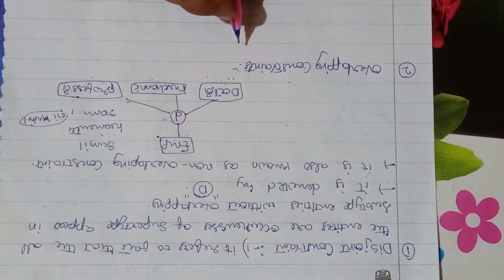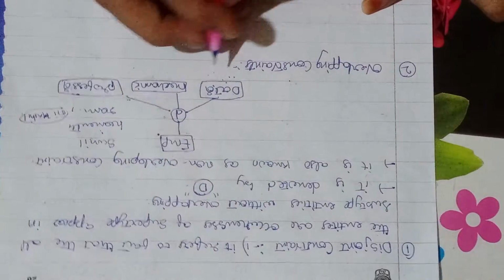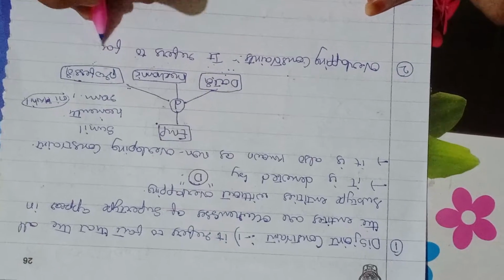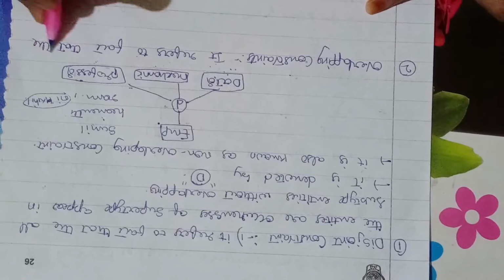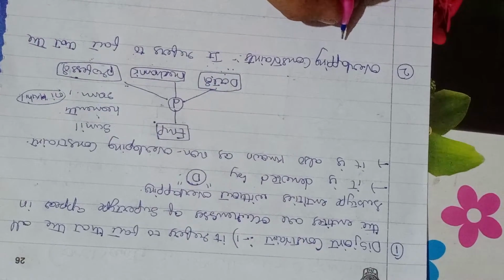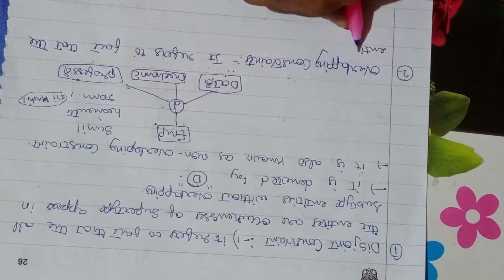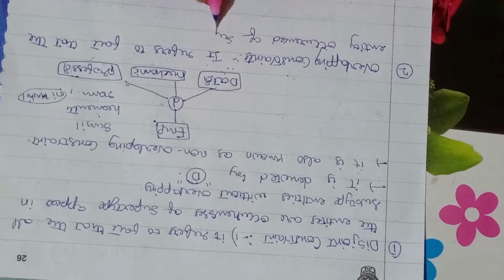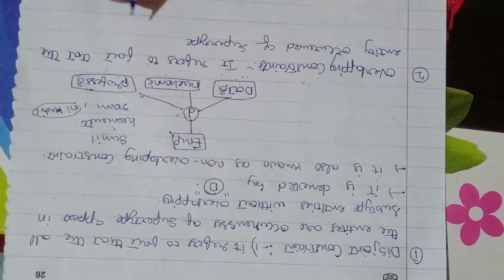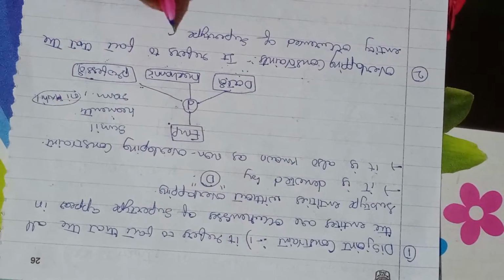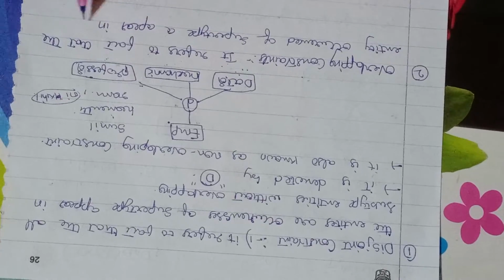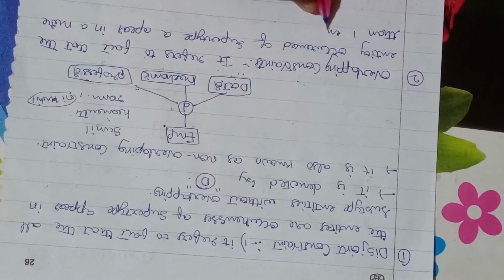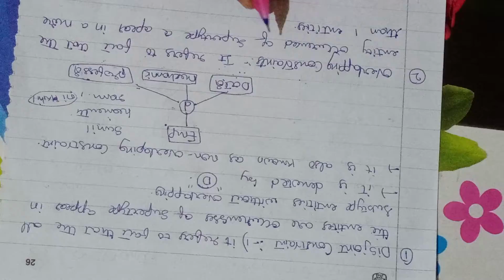Now we can write a definition of overlapping constraint. It refers to the fact that the entity occurrence of a supertype may appear in more than one entity. This is called overlapping constraint.